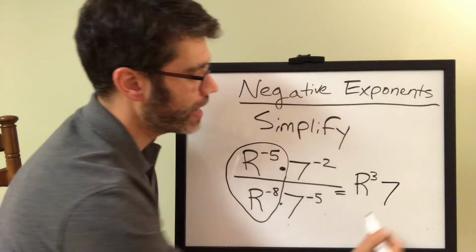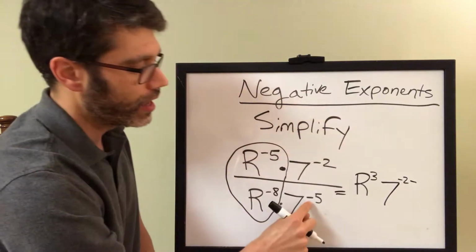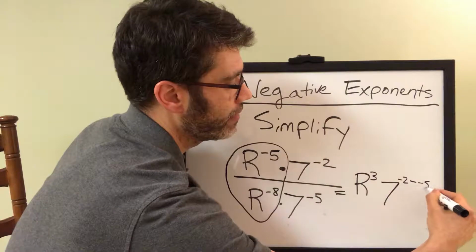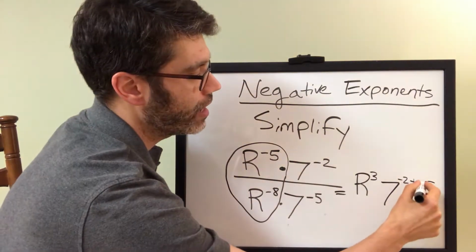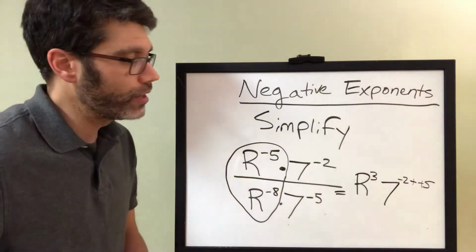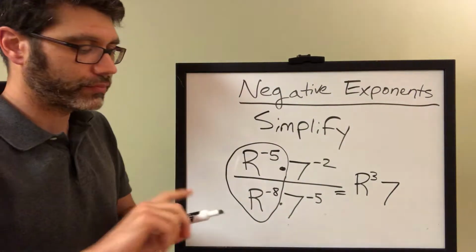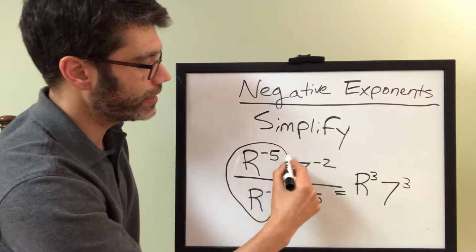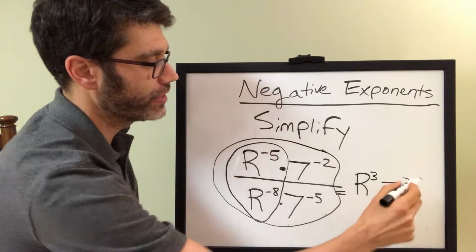All right, so we keep the 7, it's the like base, and then we do negative 2 minus negative 5. Subtracting a negative. Remember, subtracting a negative is like adding a positive. So that's really like saying negative 2 plus a positive 5, which in the end is a positive 3. All right? So this entire expression simplifies to r to the third, 7 to the third.